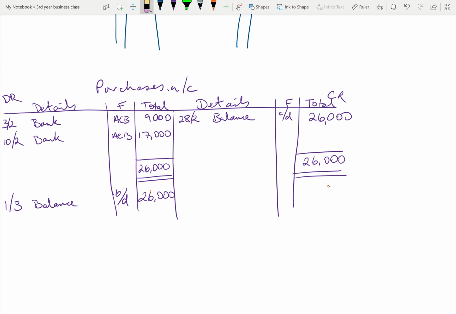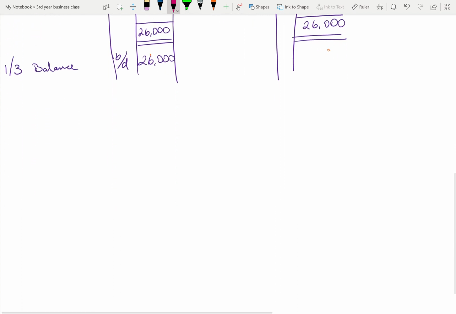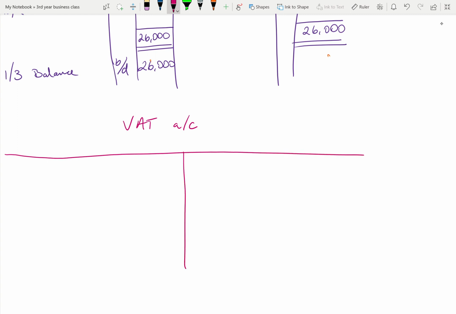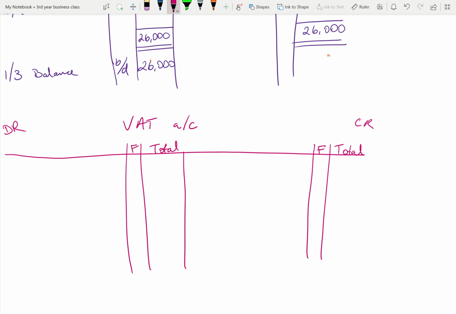Now, we won't be talking about the trial balance just now, but we're going to move on and do our last account. I'm going to do it in dark pink, and we're going to do the VAT account. The VAT account you will always need to balance, because we have purchases VAT and we have sales VAT. So you are always, always, always going to need to balance the VAT account. We'll fill in our bits and pieces here: debit, credit, a total column on both sides, the folio, and the details.